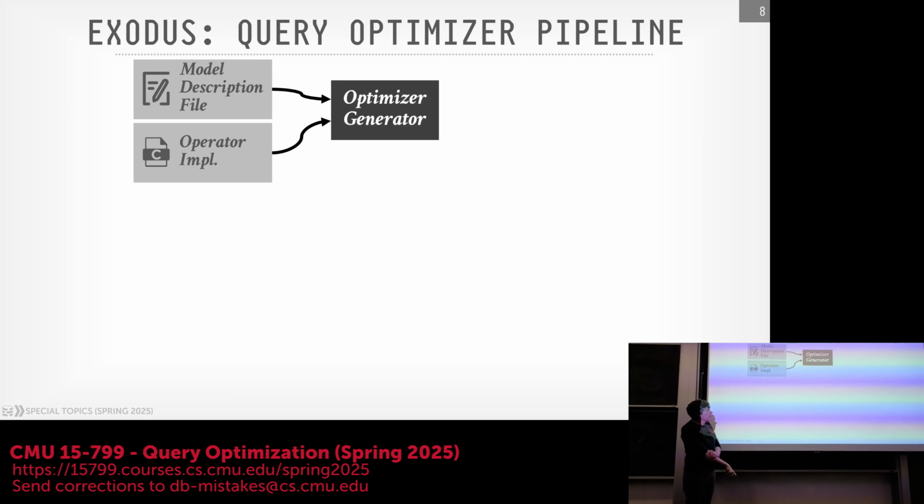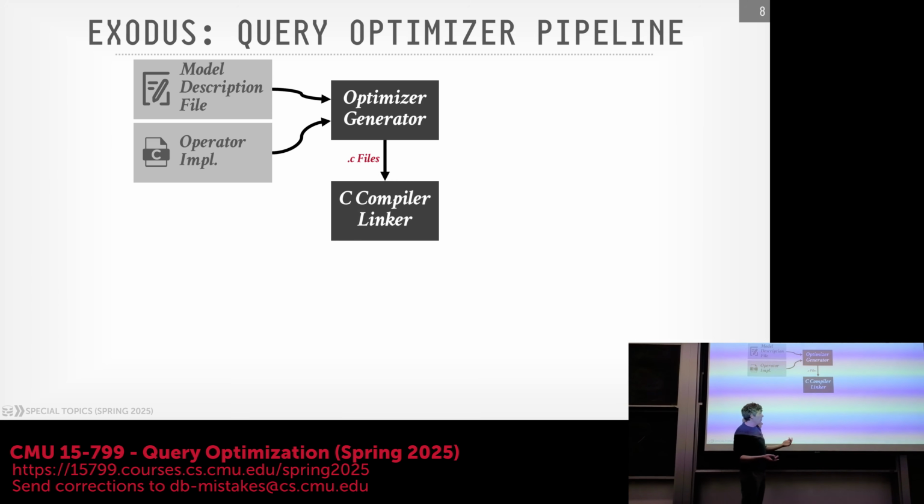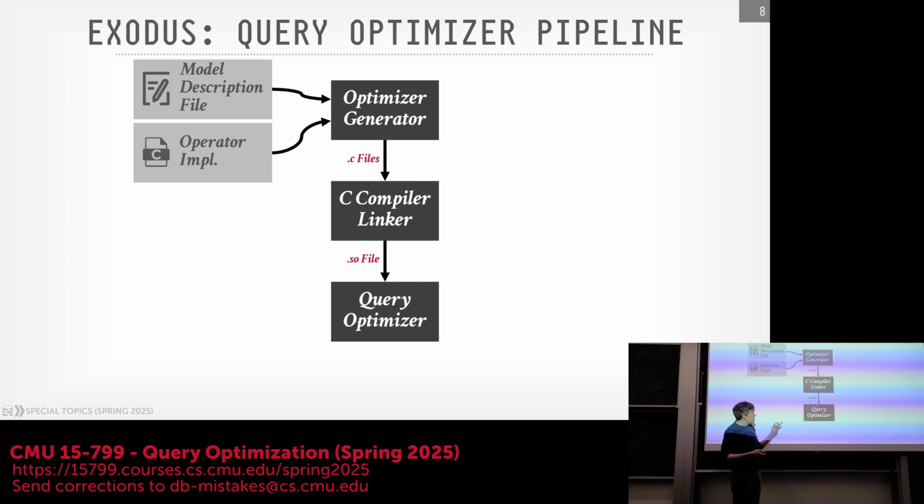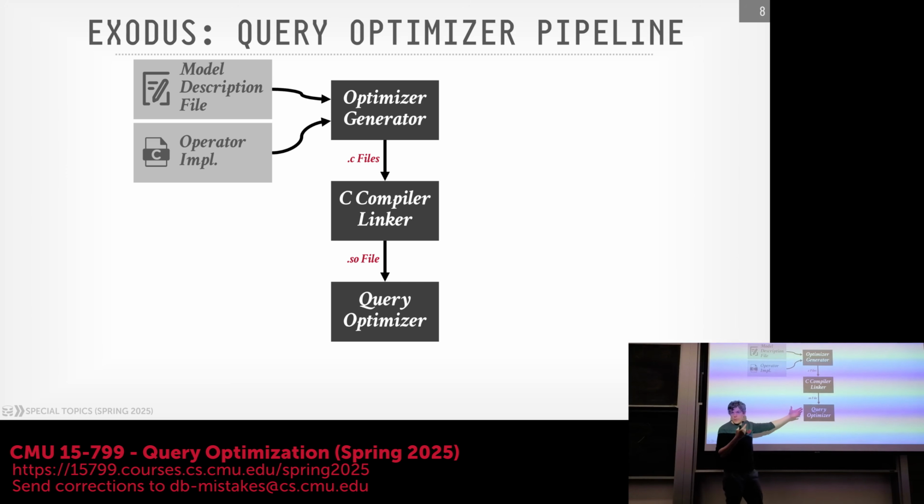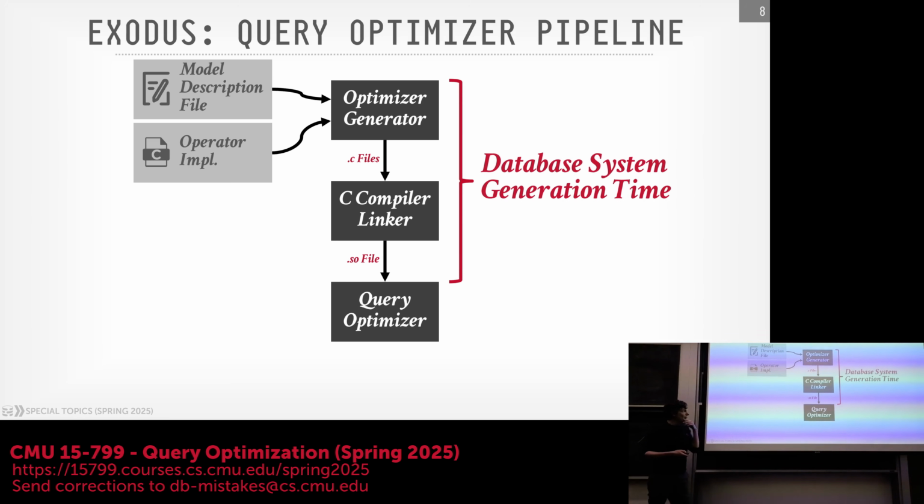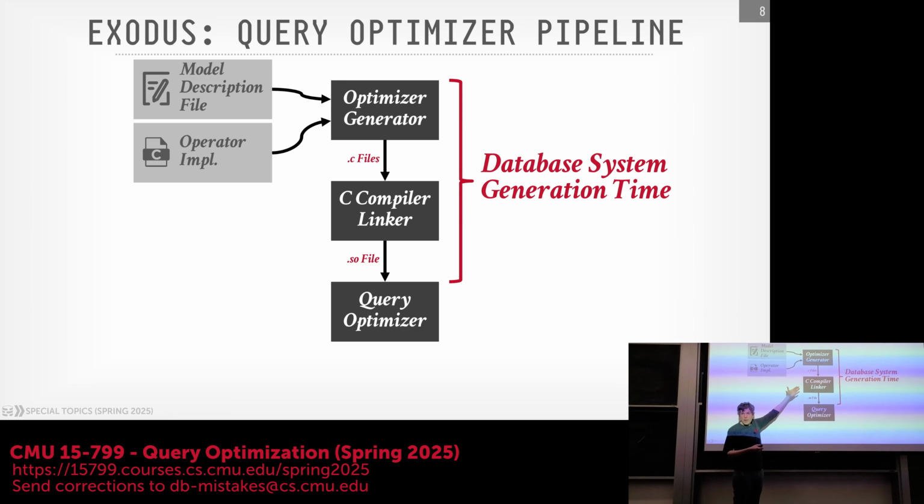And then you feed this into the optimizer generator, which crunches on that and spits out a bunch of C code, which then just invokes GCC or whatever your favorite compiler and linker is. You produce a shared object file that you then link into your database system. They would call this the database system generation time. So this would be done as part of the compilation process of building the actual software of the database system.